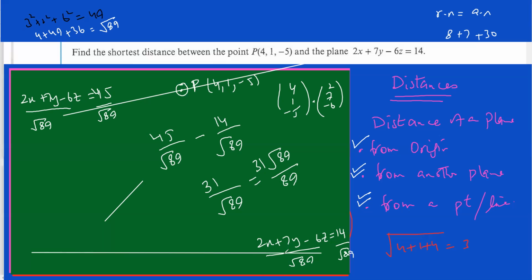Sir, but it would always be parallel. It has to be parallel. Obviously, you can't find the distance between two intersecting lines or two intersecting planes, or a line and a plane intersecting.